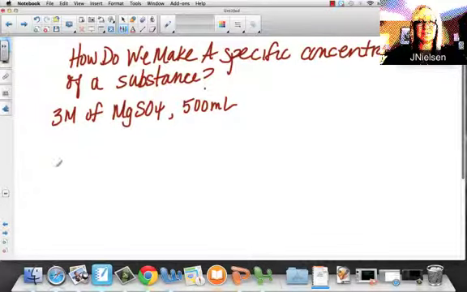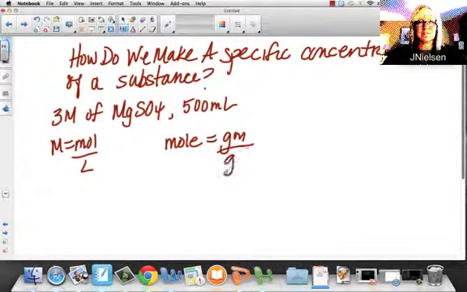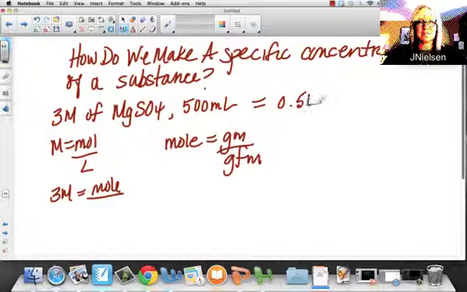And I have to do the same two equations that you've been using. So I've got my molarity equation, which equals moles over liters, and I have my mole equation, which equals given mass over GFM. So I know that I have a 3 molar solution. I don't know how many moles that is. I know that 500 milliliters equals 0.5 liters, because milliliters I divide by 1,000 to get liters. So this is going to give me my moles, right? Cross multiply and divide, and my moles equals 1.5.